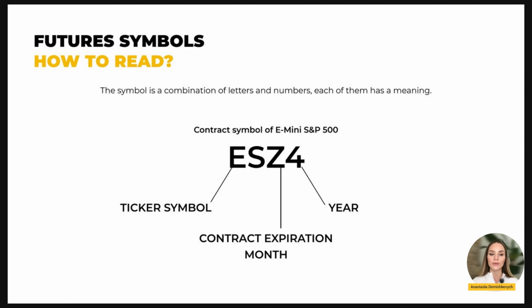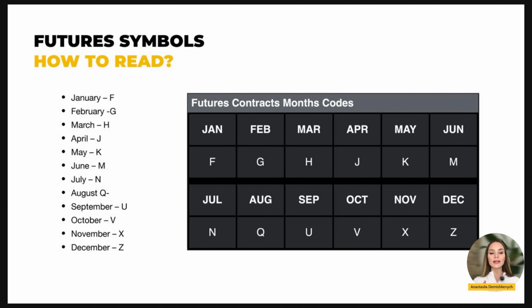The example that you see in front of you is ESZ4, and it stands for the mini S&P 500 futures contract that expires in December of 2024. This system helps you to easily identify the futures contract you are dealing with. As we said before, the middle letter in the ticker symbol indicates the expiration month, after which the contract expires and can no longer be executed. Here is a table which clarifies what month each letter stands for. You can take a screenshot of that, or you can find this exact table on the CME Group website.